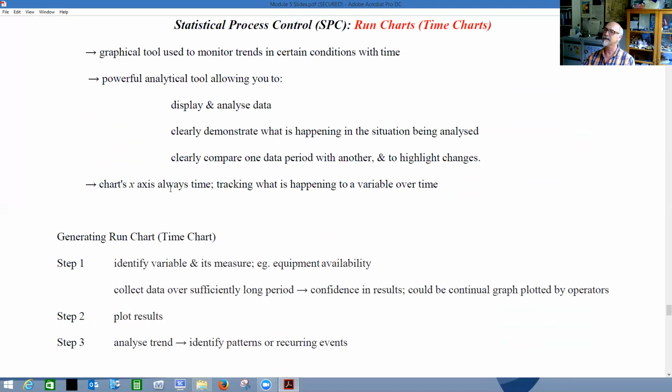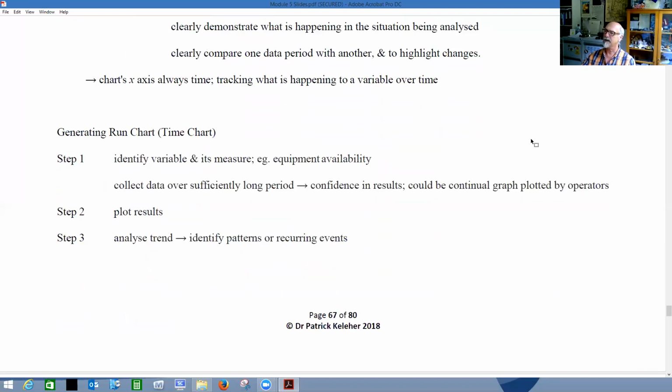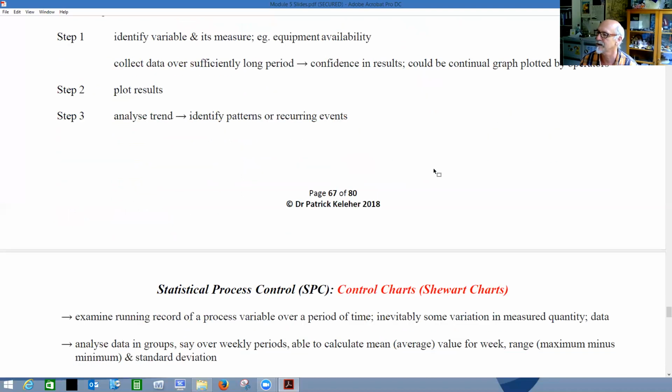The run chart or time chart, its axis is always time, so you can very clearly see and track a particular variable over time. How do you generate a run chart or a time chart? Well, step one is to identify the variable and to measure availability, unavailability. Collect the data over a sufficiently long period. Again, your confidence in results is going to grow with the more trials you do or more data you have, and it could be continually updated rather than accumulated. You could have an online process that's continuously updating your data. You plot out the results and then you analyze the trend or trends.